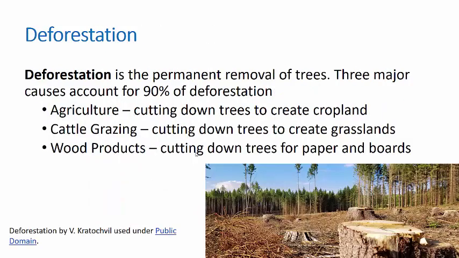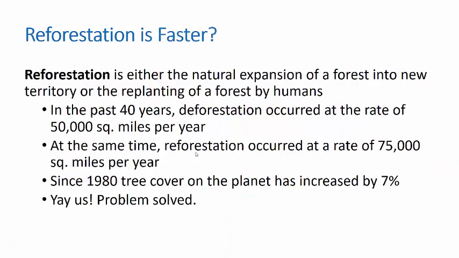Okay, because you saw deforestation, cutting down trees bad. They paved paradise and put up a parking lot. There's songs about it, all sorts of things. But reforestation is actually happening faster than deforestation. Okay, so this is either happening from natural expansion of a forest. So forests can grow into fields, and each year the forest expands. Or it's deliberate replanting of forest by humans.